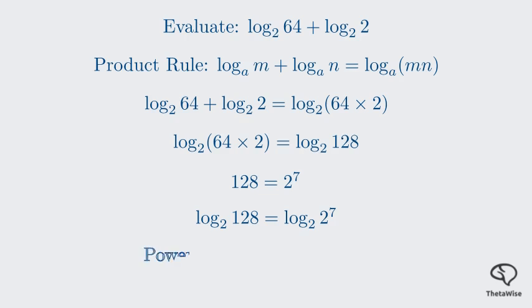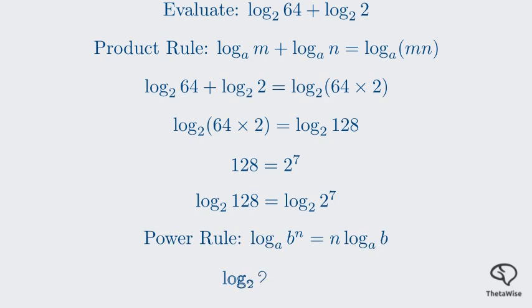The power rule for logarithms states that the logarithm of a number raised to a power is equal to the power times the logarithm of the number. A special case of this rule is when the base of the logarithm is the same as the base of the power inside. In that situation, the logarithm simply evaluates to the exponent. So log base 2 of 2 to the power of 7 is simply 7.